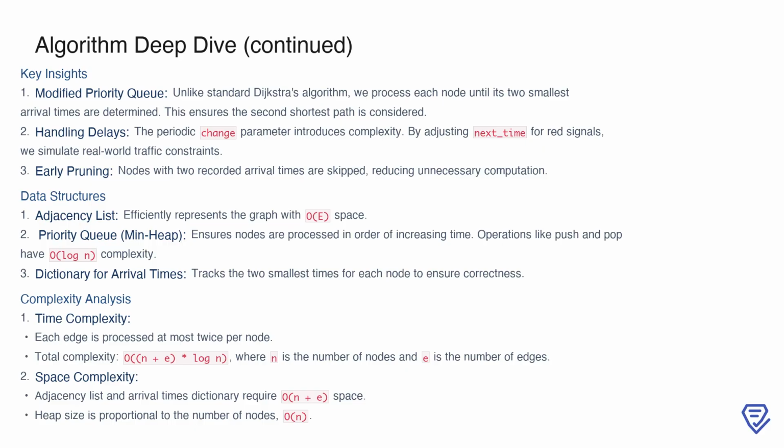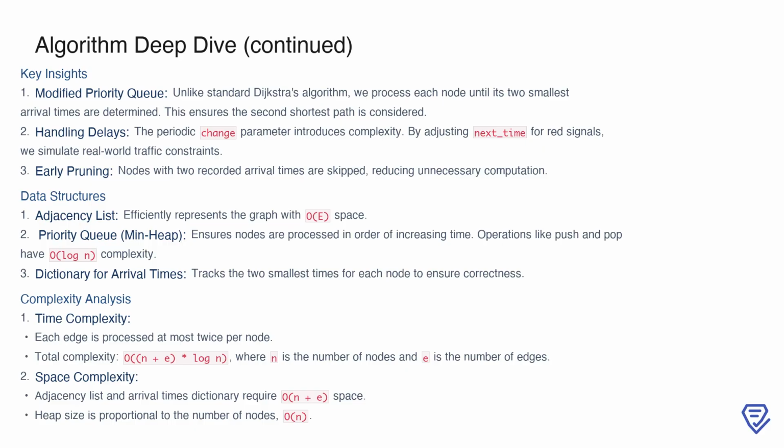The algorithm relies on 3 main data structures: an adjacency list, which represents the graph using O(n+e) space, a priority queue, or min-heap, which ensures nodes are processed in increasing order of time, with push and pop operations taking log n time, and a dictionary for arrival times, which tracks the 2 smallest times for each node.